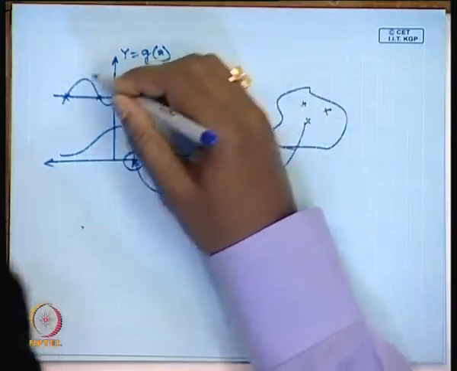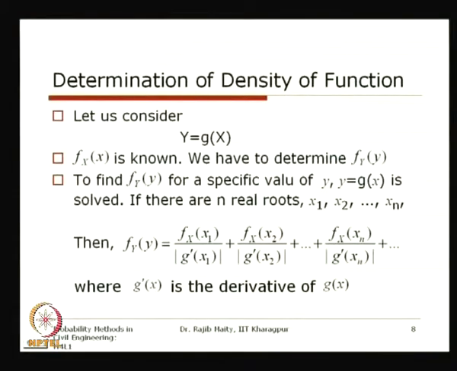So if in general we say there are n such roots, x1, x2 up to xn, then it can be shown that f_Y(y), the density of the random variable y, can be stated like this. The value of f_X at x1, f_X at x2, these are the density function of x evaluated at those roots, divided by the mod of g prime x1, g prime x2, g prime x3. So this is the derivative.